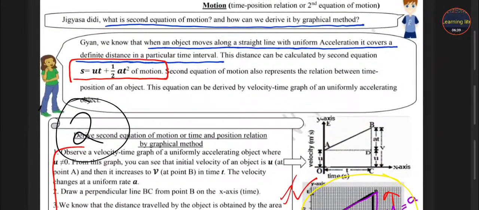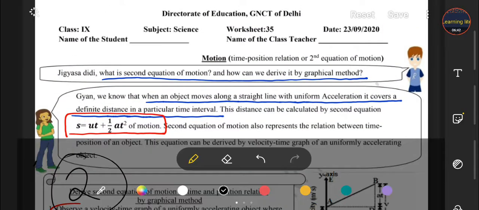I think this worksheet is clear to you. How can we calculate the distance by the second equation of motion?